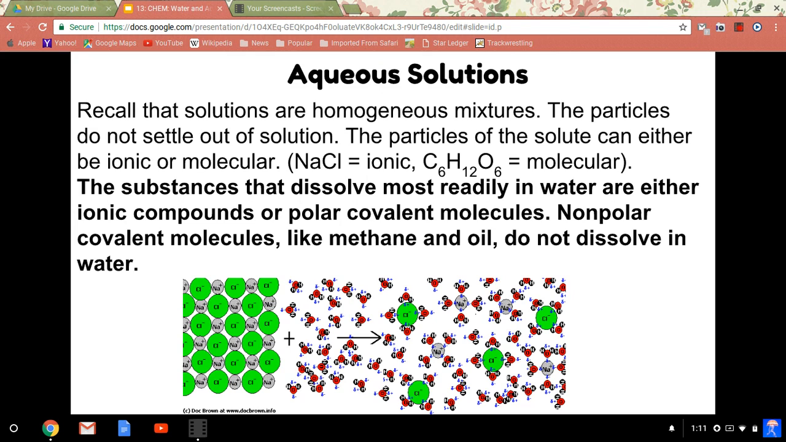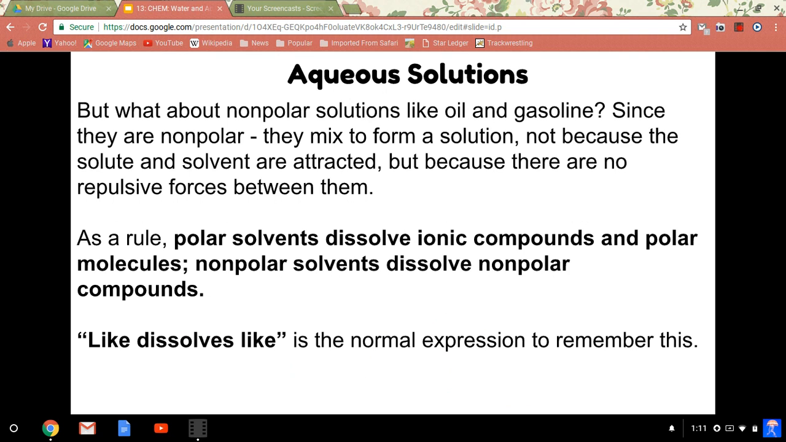So you may have noticed that some stuff dissolves really easily in some substances, and sometimes something won't dissolve at all. There is a way to figure this out, and it's really not that difficult to do. There is a certain rule that we like to use in chemistry to figure out, will it dissolve or will it not dissolve? So, as a rule, polar solvents dissolve ionic compounds and polar molecules. Nonpolar solvents dissolve nonpolar compounds. A much easier way to say this, and what you typically hear in chem classes, is like dissolves like.